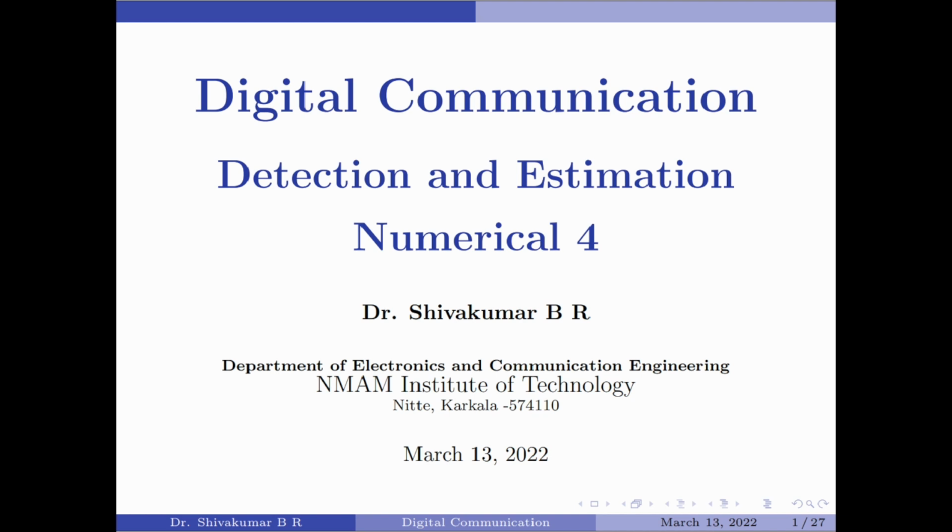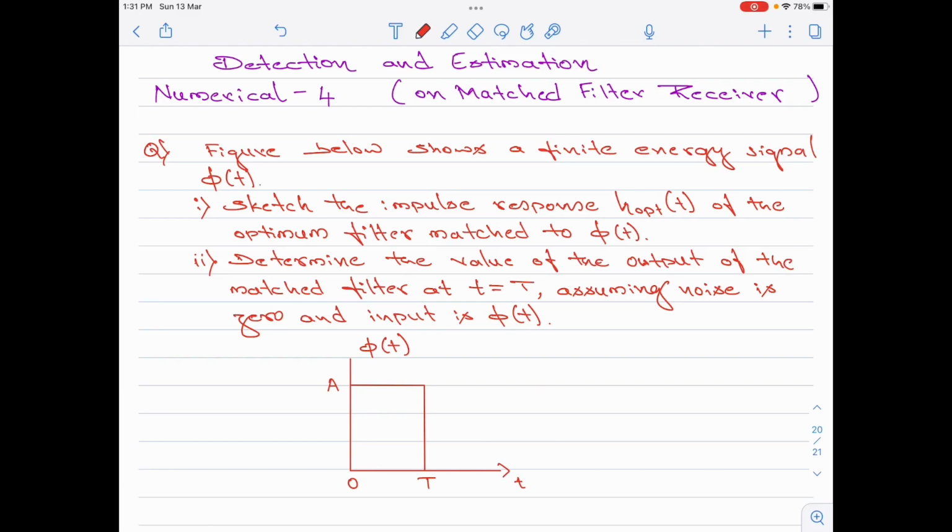In this video, I am going to take up the fourth numerical on detection and estimation. Please note this is a numerical on the matched filter receiver. Let me read out the question first. Figure below shows a finite energy signal phi of t.